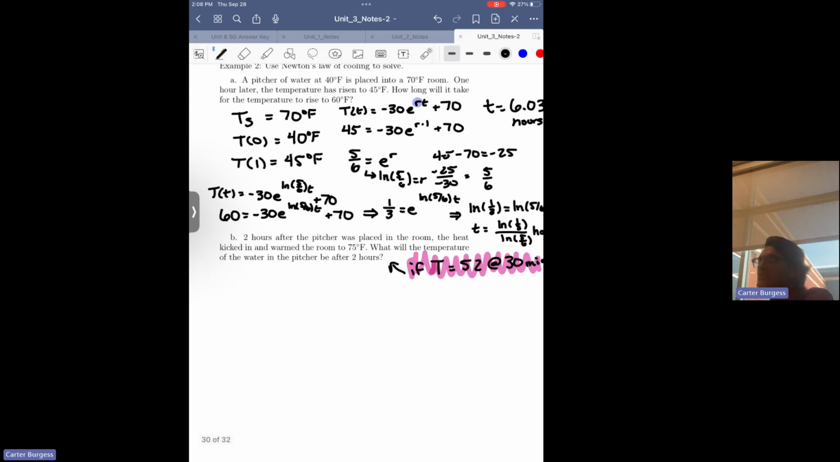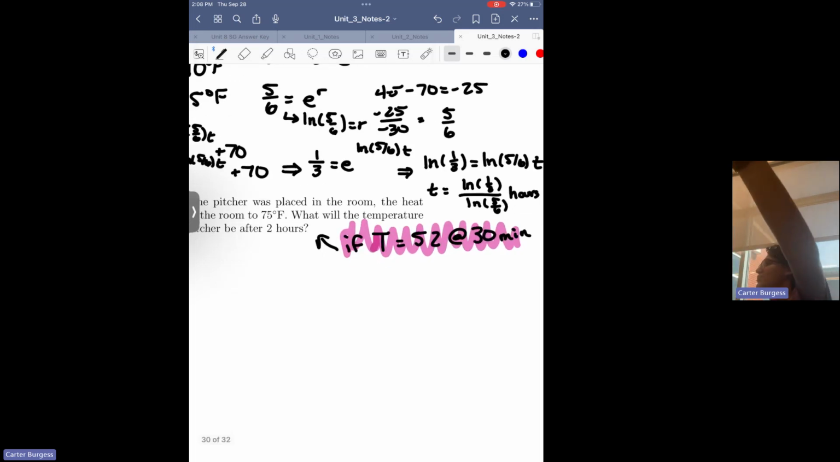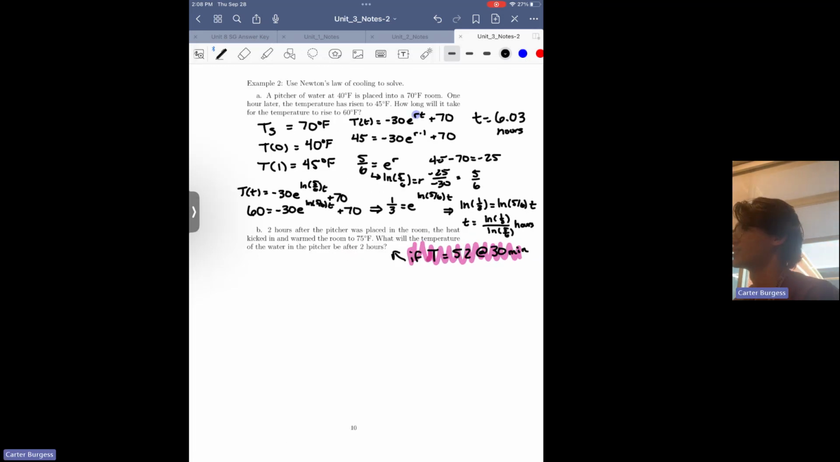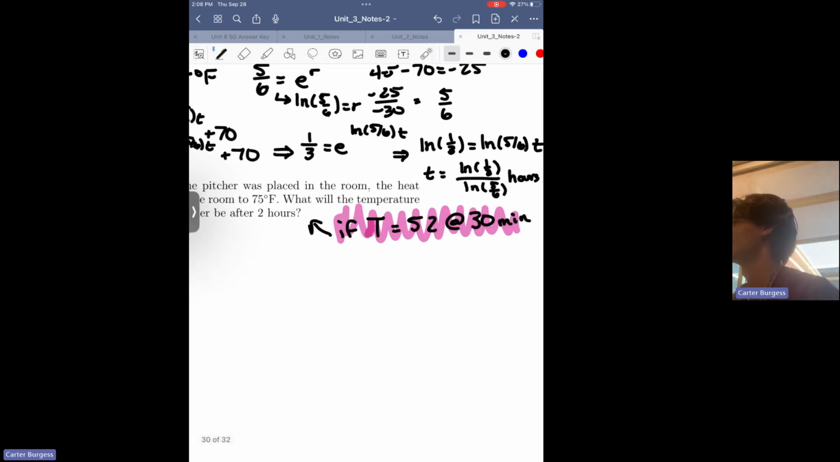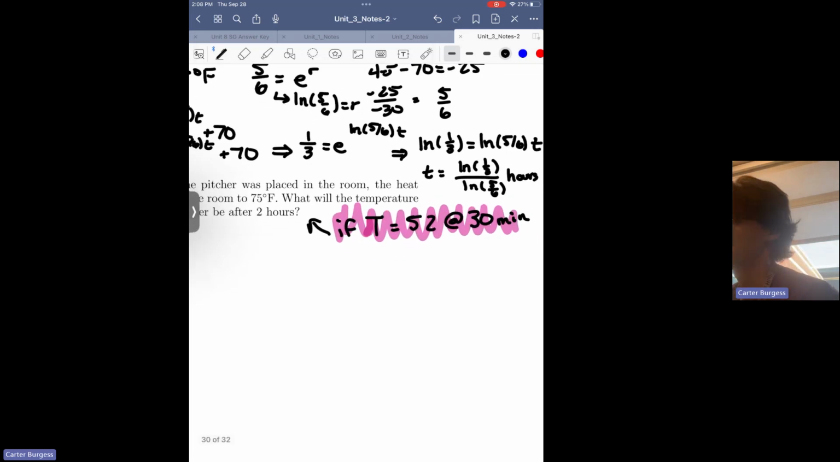And so the piece of information that I give us to be able to solve B is that extra little piece that we'll need to find that R value, which is that after 30 minutes, we're going to be at a temperature of 52 degrees. Okay, but you'll get to that during the solving process. Just wanted to make sure that's not on your paper. You do need it. Is this data point right there.